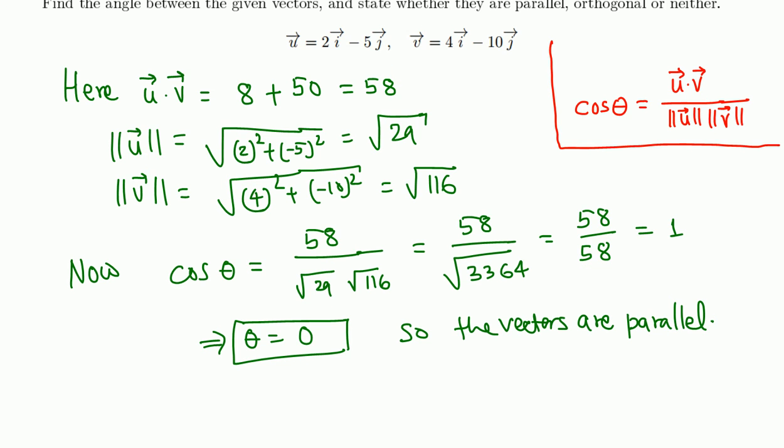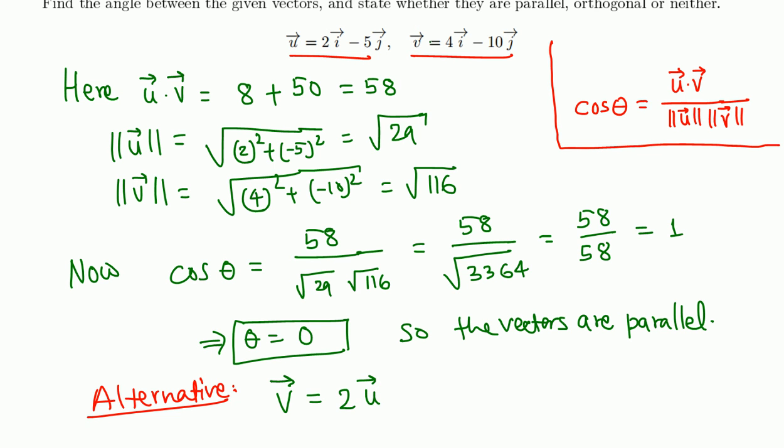By the way, if we look at these two vectors carefully, then we could have done it in two lines. Look at v. v is in fact just 2 times this vector, because 2 times 2 is 4 and 2 times 5 is 10. So note that we could have written v vector is just 2 times u. That's the double of u. That means these two vectors are parallel and the angle between them is 0.